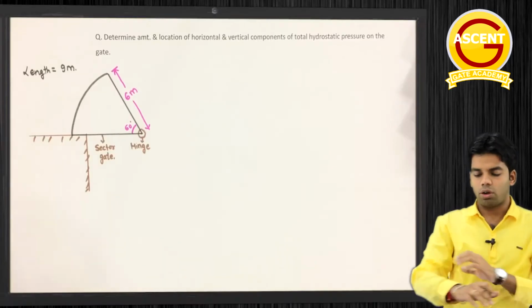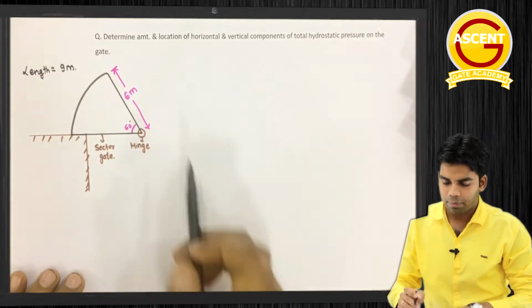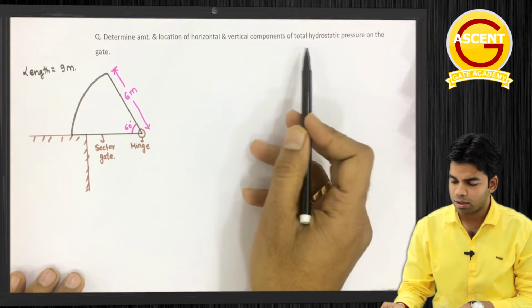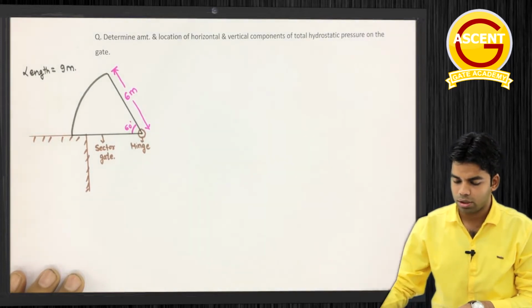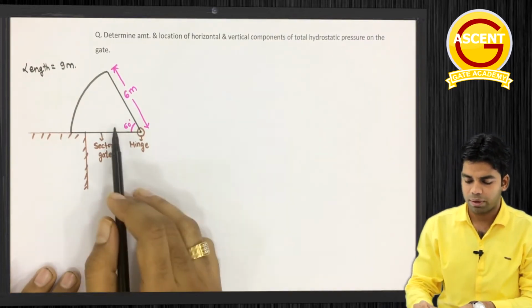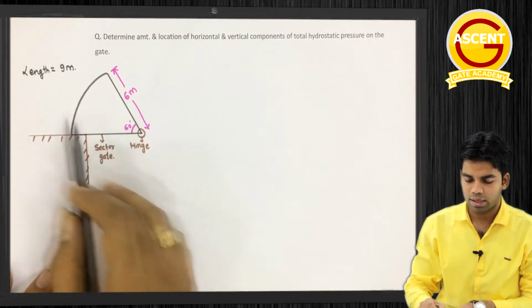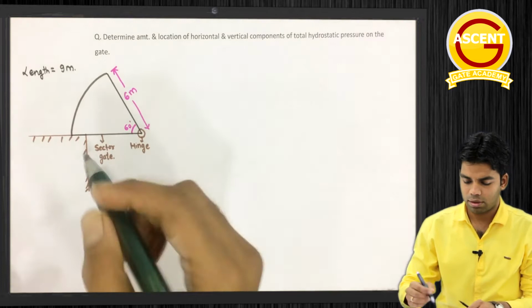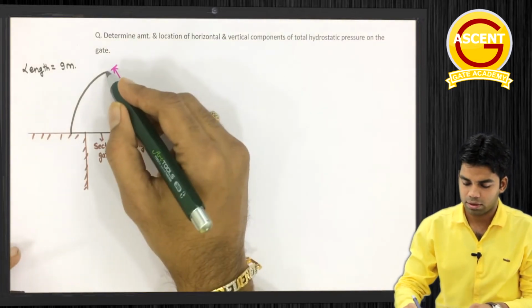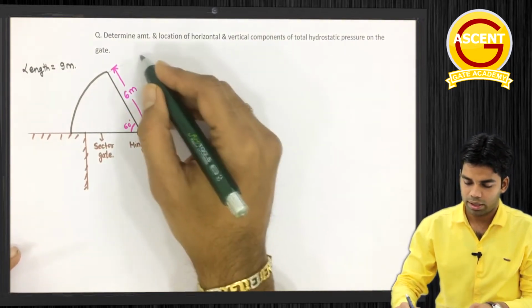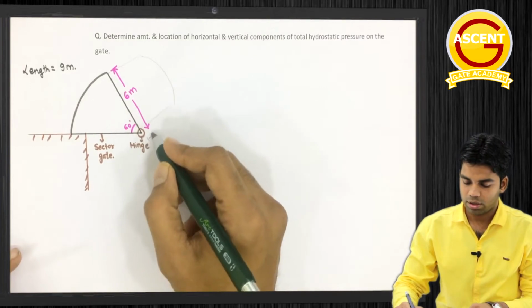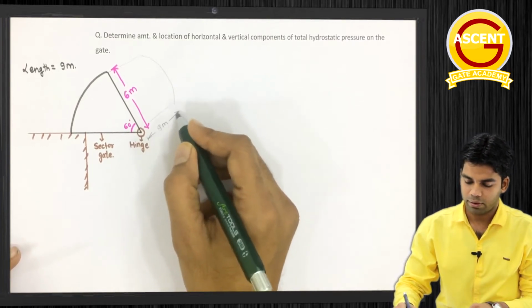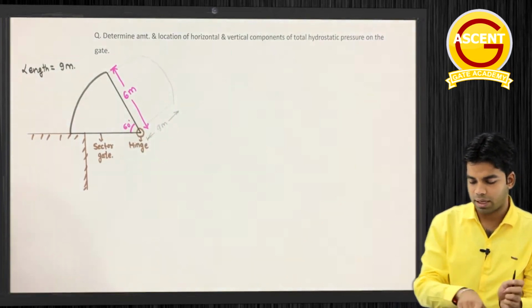Okay, so now we will solve one question. Determine the amount and location of horizontal and vertical component of total hydrostatic pressure on the gate. We have to determine the total hydrostatic pressure on this gate. The length of the gate is given as 9 meter. Length means perpendicular to this plate. So the length of the plate is given as 9 meter.